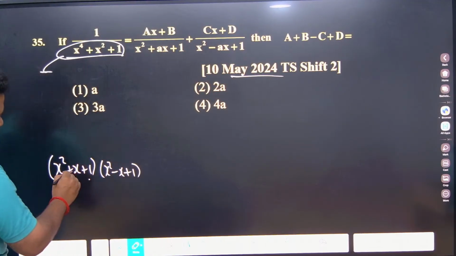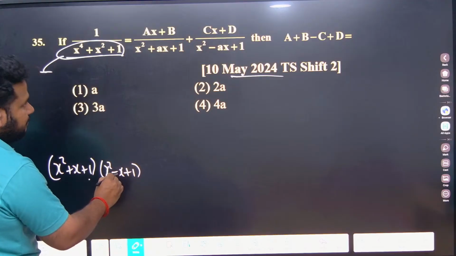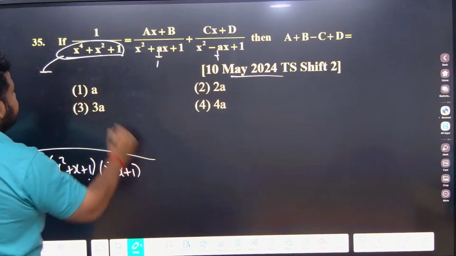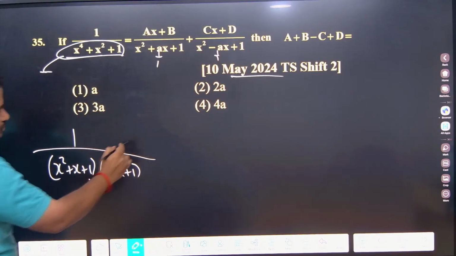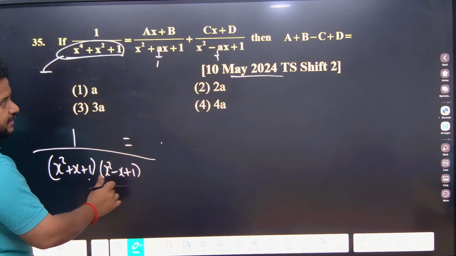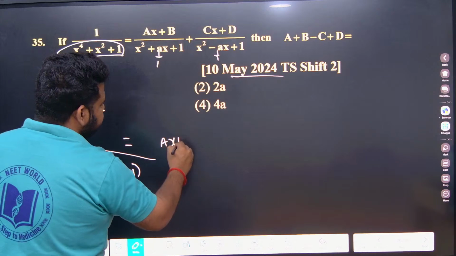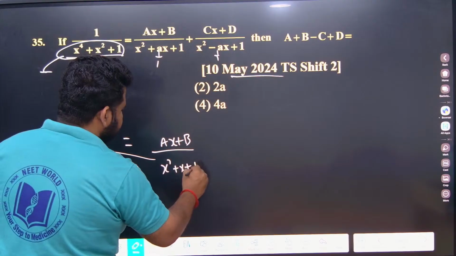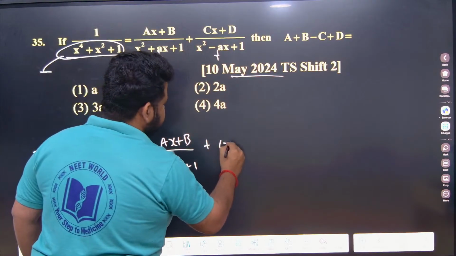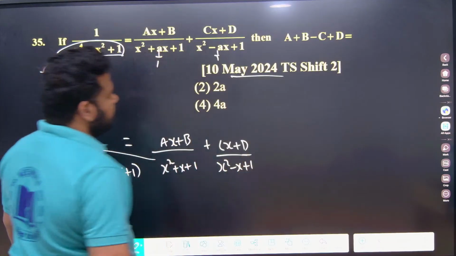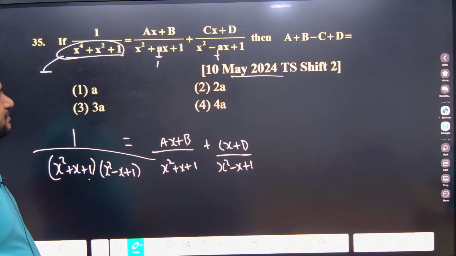That means here the coefficient of x is 1, and here the coefficient of x is minus 1, so the a value becomes 1 in both. So I can write it this way. Because this is quadratic, this is also quadratic, I can write it as ax plus b divided by x square plus x plus 1, plus cx plus d divided by x square minus x plus 1. They are asking us to find a plus b minus c plus d.